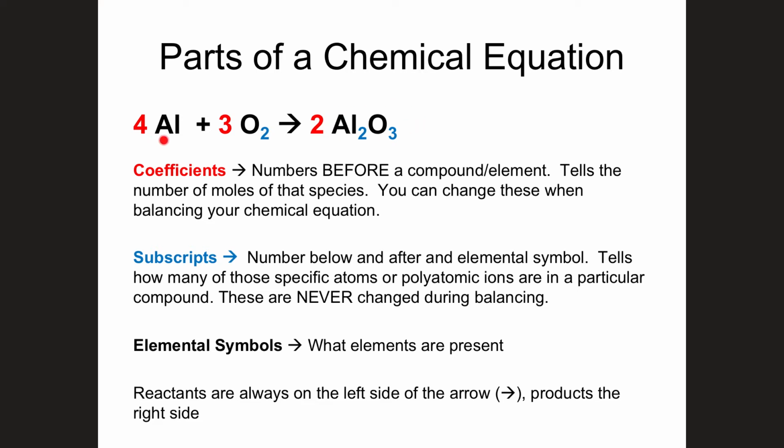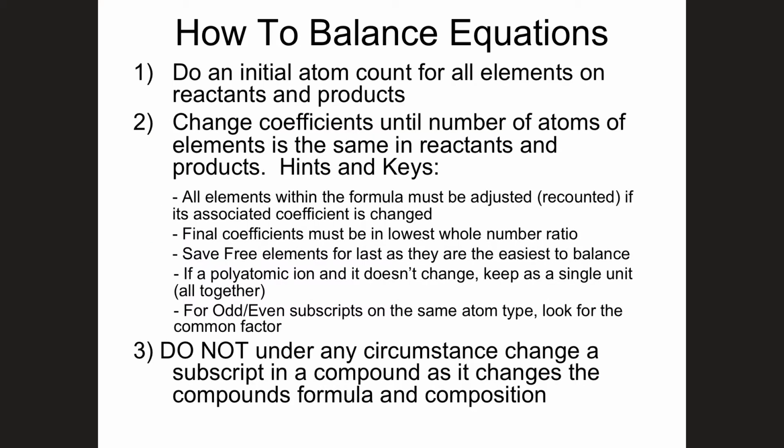The elemental symbols are what we find in the periodic table. So Al is aluminum, O is oxygen, and the same thing here. So remember, the reactants are always on the left side. These are my reactants, and these are my products. So when we go to balancing the equation, the only thing that we're going to be changing are the red numbers. And I'll explain that in the next slide.